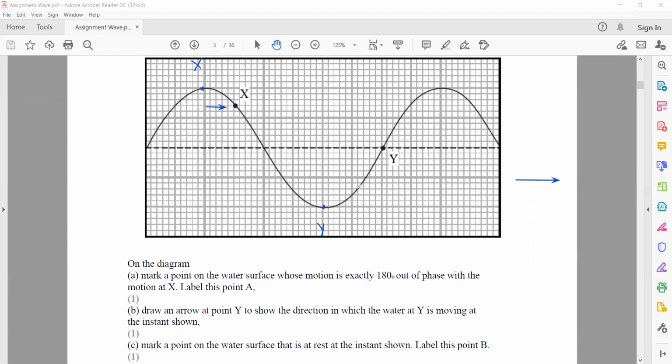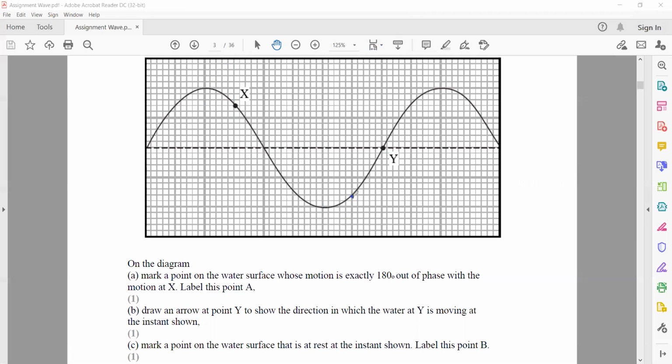X will be here. Because x and y are out of phase, one is in the crest and the other is in a trough. So when x moves a bit, the 180 out of phase point follows. So x is now at this position. What will be the new position of y, which is out of phase? It will be at this new position. This shows how to mark a point which is 180 out of phase.